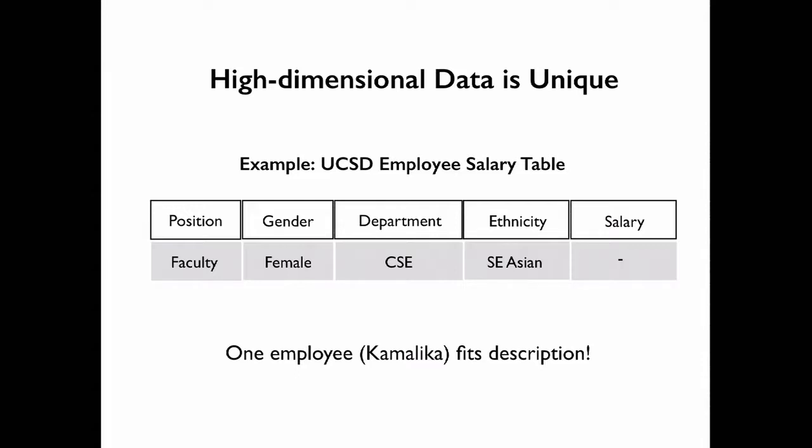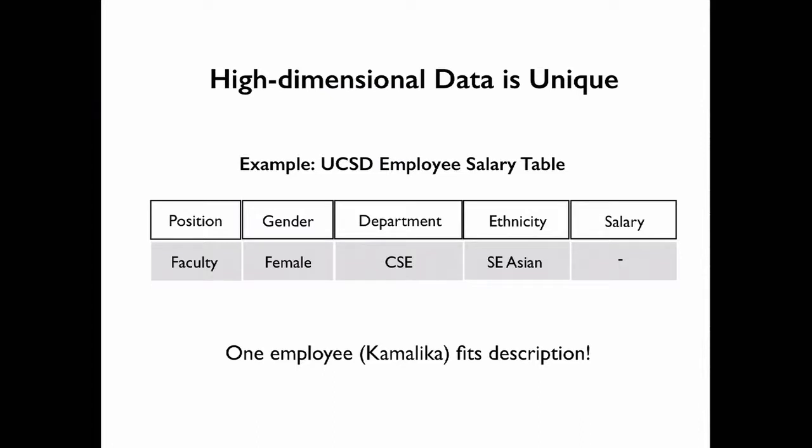you see a row of the table which looks like this, right? You have faculty, gender is female, department CSE, and ethnicity Southeast Asian, and you immediately know that there is only one person who fits this description, okay? And the linkage information, which is the information which connects this table to me, is in fact publicly available on my department's webpage, right? So if you go to the CSE department's webpage, you have a list of faculty with their pictures, you immediately know who this person is, okay?